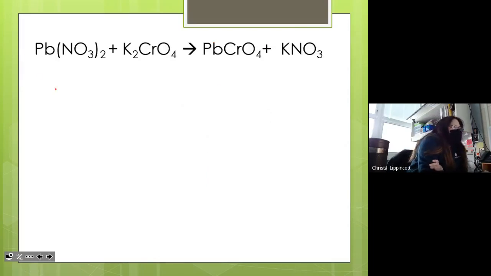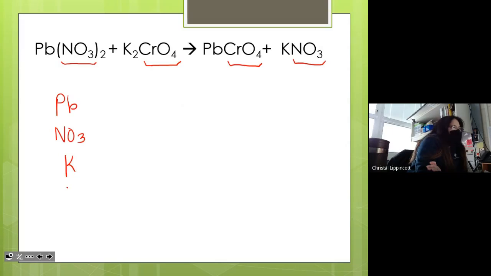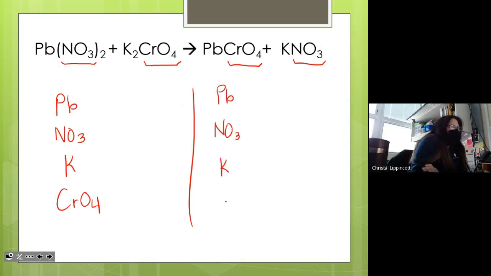All right, so here, we're going to break these out. I have a polyatomic ion here, and I have a polyatomic ion here. They are unchanged on both sides. So I've got Pb, I have NO3, I have a potassium, and I have a chromate. Again, I'm going to write them in the same order. And then I'm going to do my inventory. So take a second, see if you can do your inventory on these.